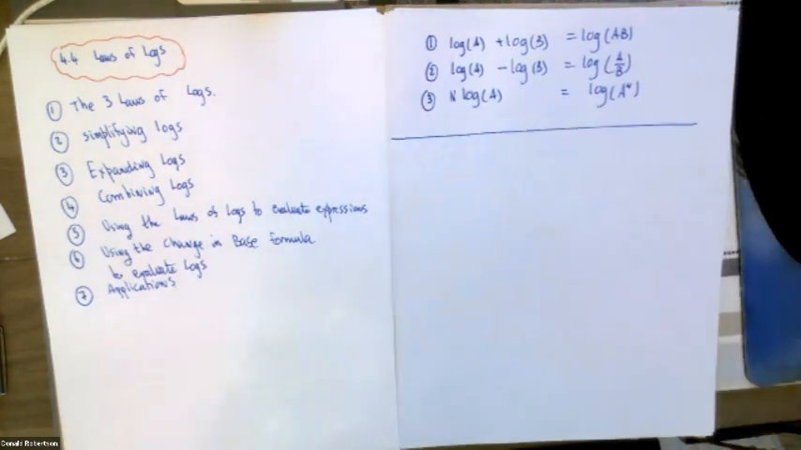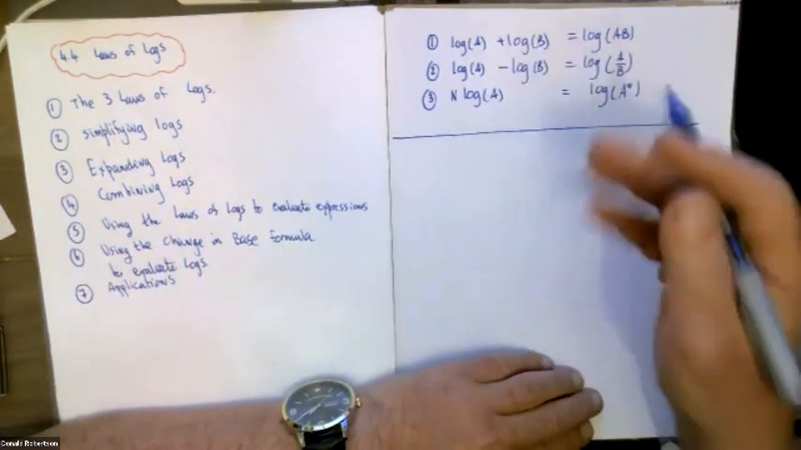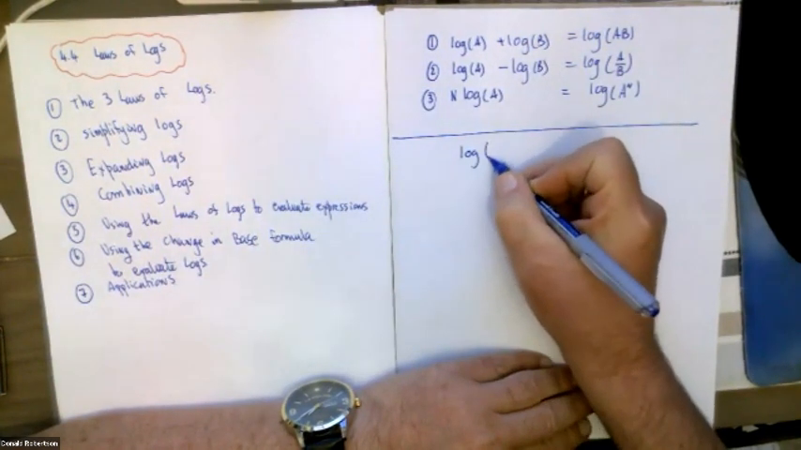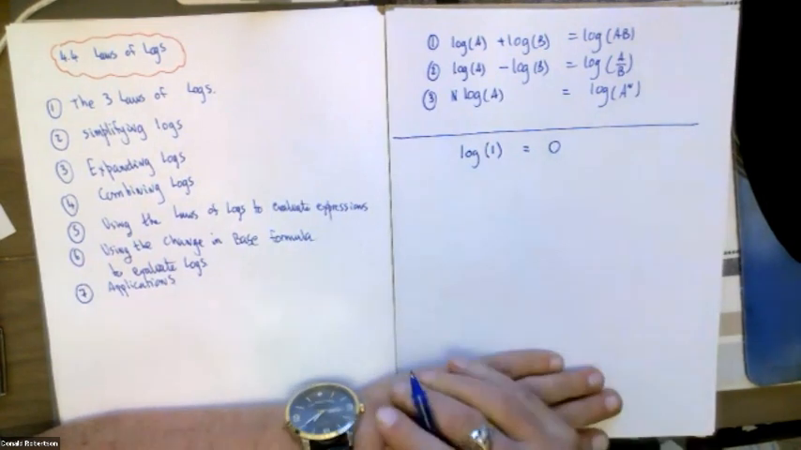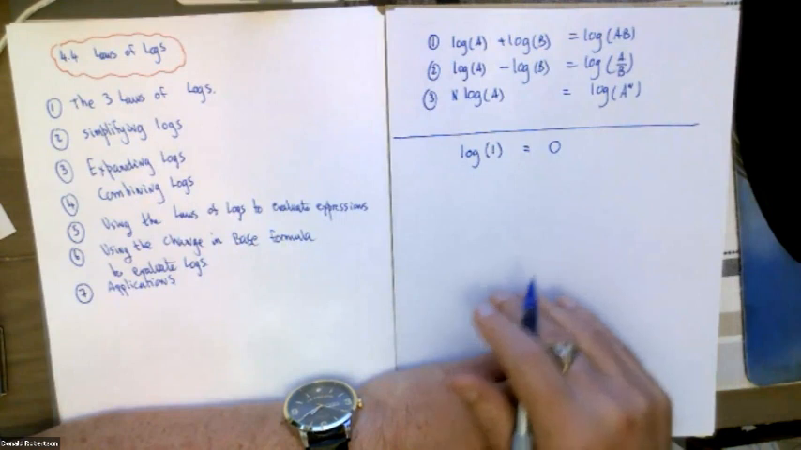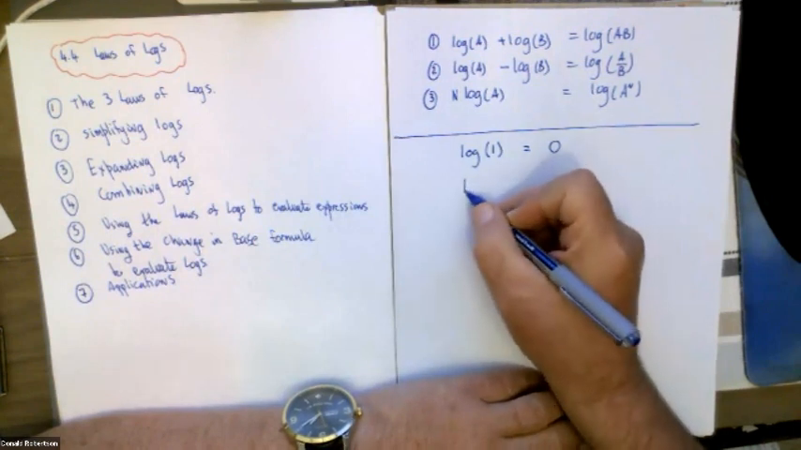So how can that help us? Well, let's give you some other properties that are not part of the laws of logs, but are very useful nonetheless. The log of 1 is 0, regardless of the base. The log to base 10 of 1 is 0, the log to base E of 1 is 0, the log to base 42 of 1 is also 0.